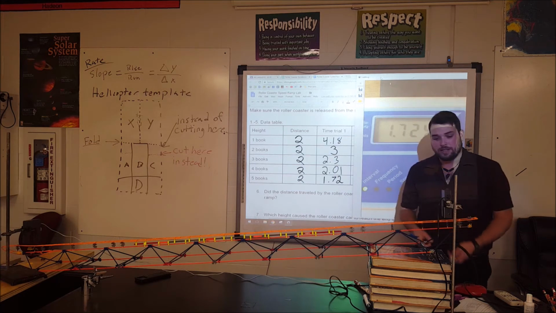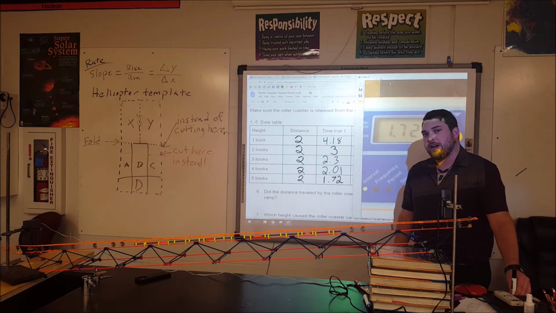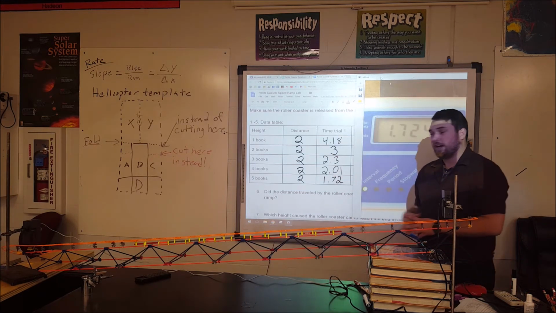Now that we have our data collected, we can move on to the next part of the lab, which is graphing this data.